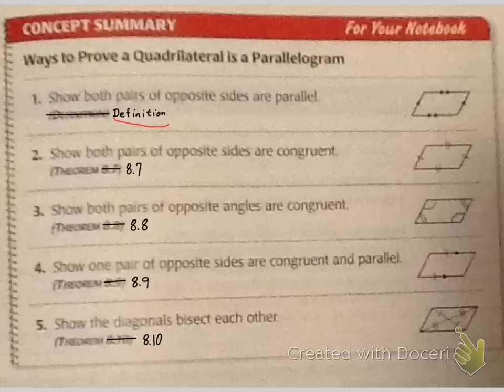One is based on the definition of a parallelogram, which is that you would need to show that both pairs of opposite sides are parallel. Or you can use Theorem 8.7, which we just went over, show both pairs of opposite sides are congruent. Or Theorem 8.8, show both pairs of opposite angles are congruent. Or Theorem 8.9, show one pair of opposite sides are congruent and parallel. And then finally, 8.10, show that the diagonals bisect each other.